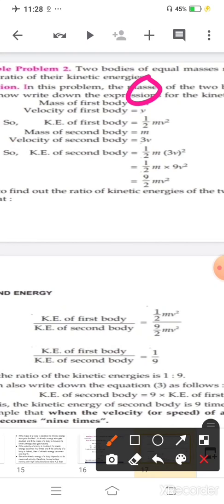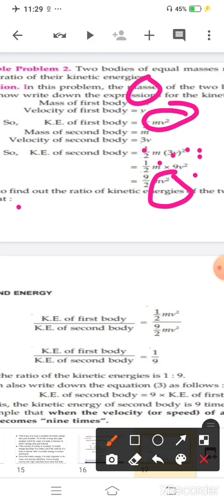Clear? And the velocity of the first body is small v. So kinetic energy of the first body is half mv square. Clear? In the second body, the mass will be the same m, but the velocity is 3v. So half into m into (3v) square. (3v) square will become 9v square. So 9 by 2 mv square. So the kinetic energy of the first body is half mv square, and the kinetic energy of the second body is 9 by 2 mv square. Clear?